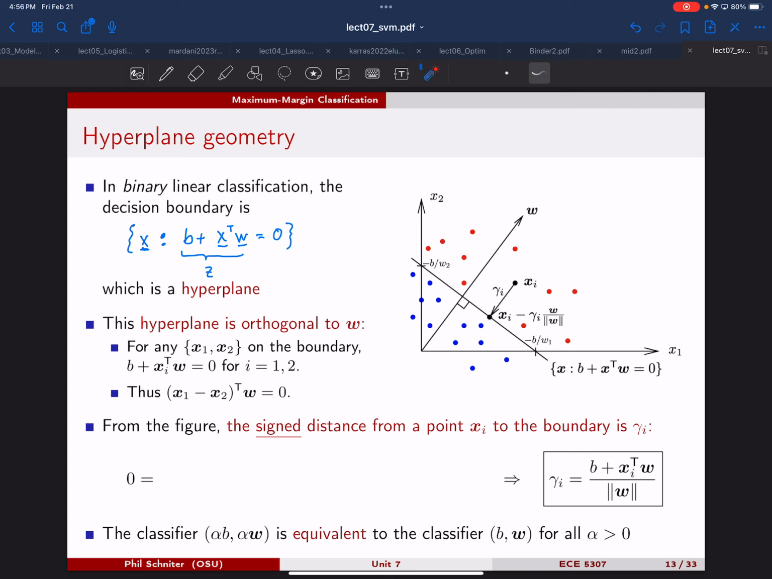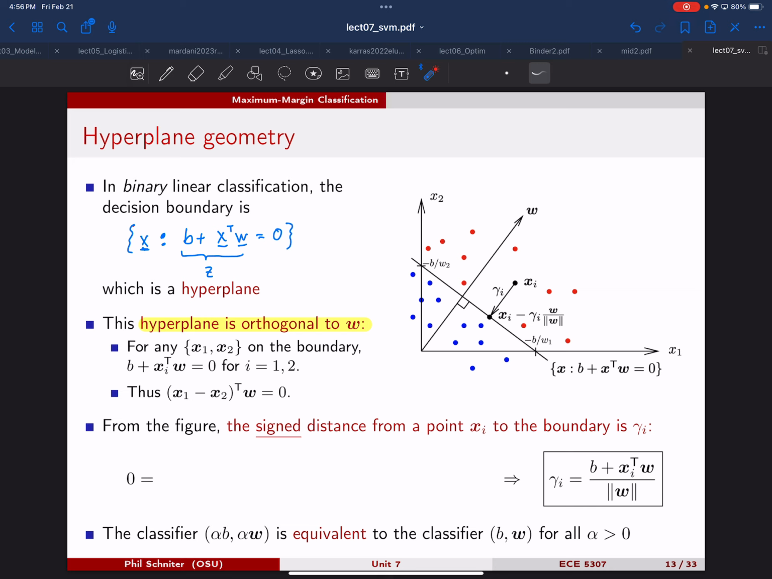So the first important thing to note is that this hyperplane is orthogonal to our weight vector w. Here I've plotted the hyperplane, and here I'm plotting w as a vector starting at the origin and ending there. The important point is that those two things are at right angles, the boundary and w. And so, can we prove this?